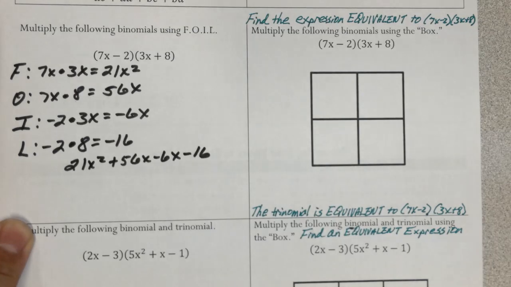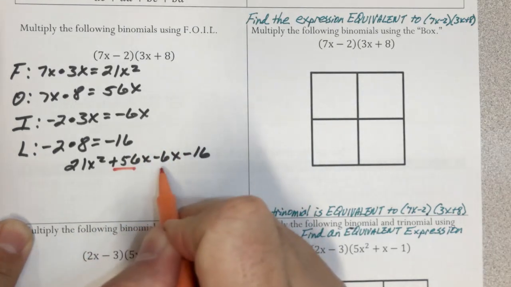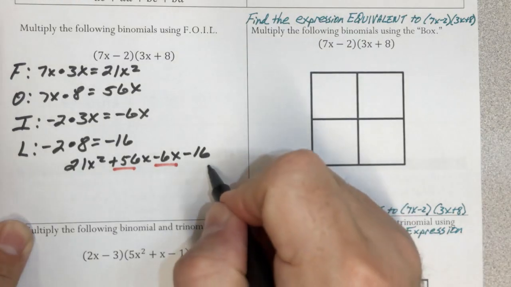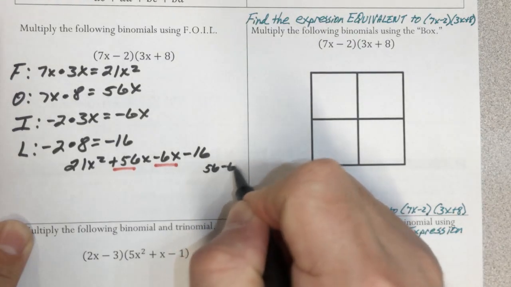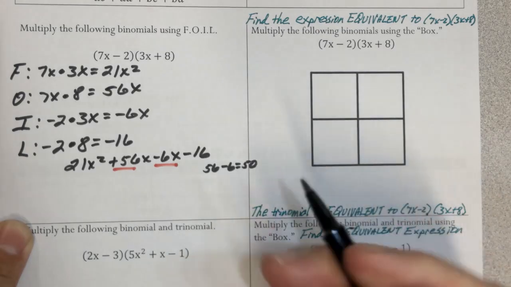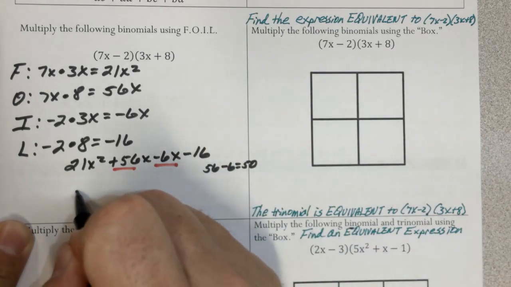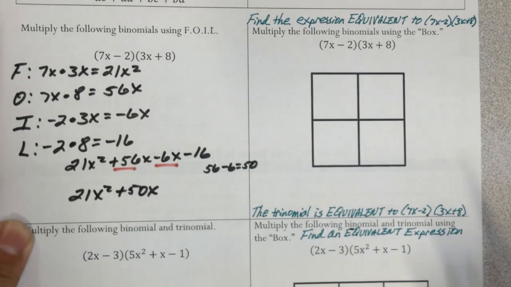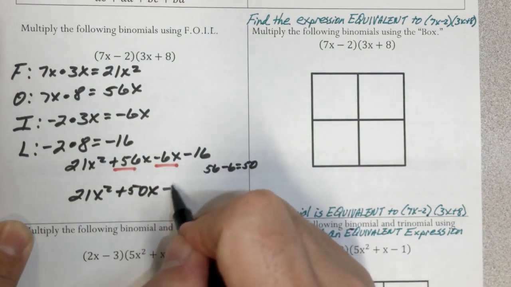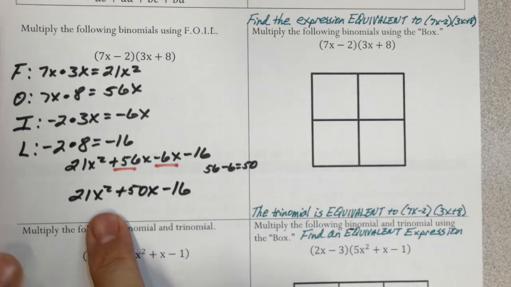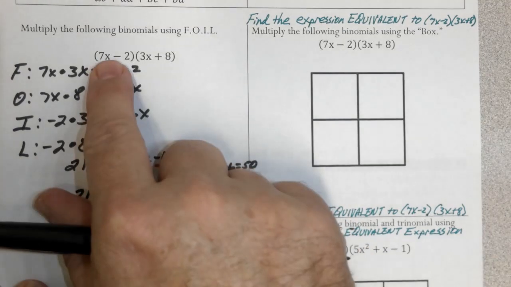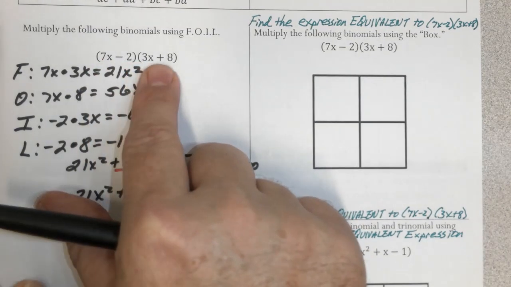And then we're going to combine these two like terms. So we type that into our calculator as 56 minus 6, which gives us 50. So our final answer here is going to be 21x squared plus 50x minus 16. So what we can say is that this trinomial expression is equivalent to 7x minus 2 times 3x plus 8.